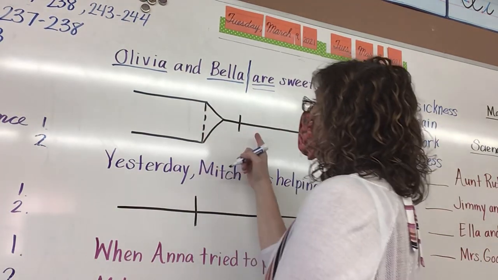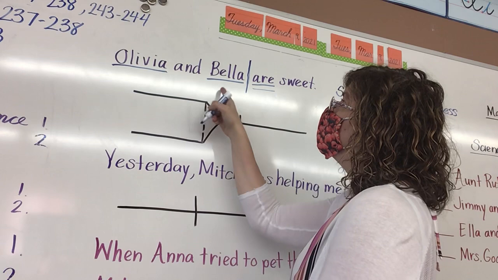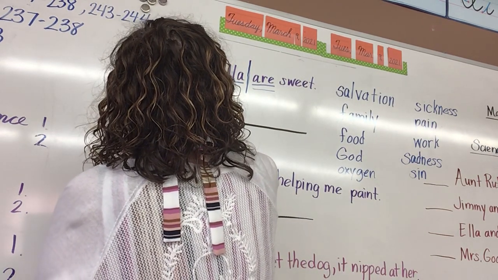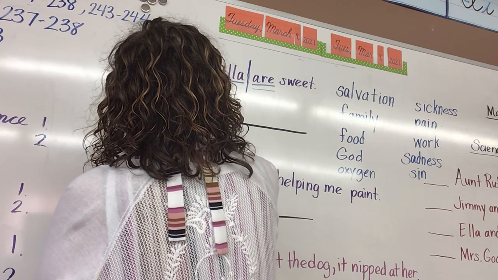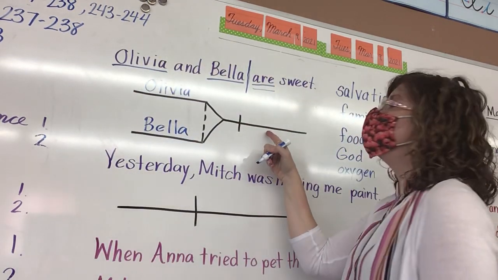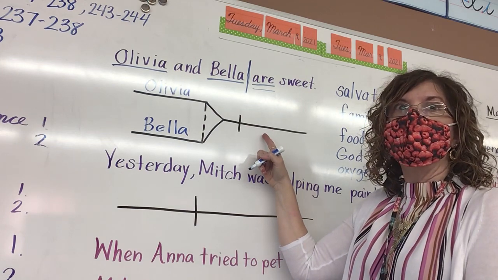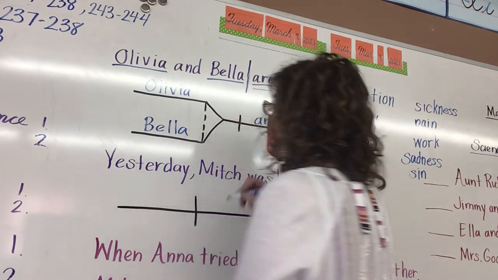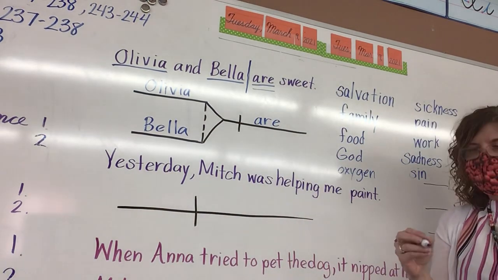So then you look at your diagram. You have a rocket ship for your 2 subjects, which are? Olivia and Bella. And then on the other side is where you're going to put your verb, which this time it is the word are. And that's all. Just are.